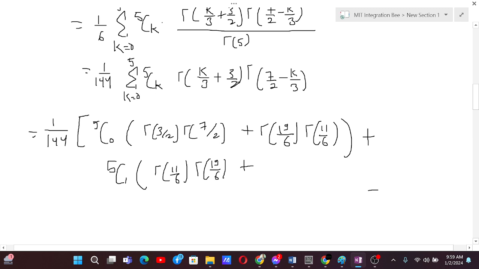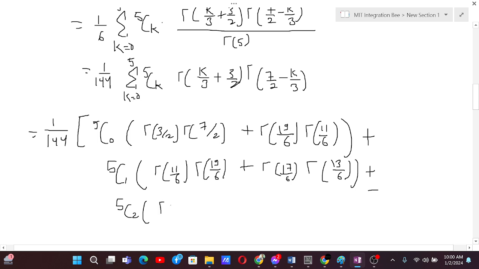Now this is equal to 5c4 as well, so let's find the values when k equals 4. That's 4 twos are 8, plus 9 is 17, gamma 17 by 6, and then gamma 7, 21 minus 8 is 13, 13 by 6. Plus, now when it's 5c2, that also equals 5c3, so gamma 2 twos are 4, plus 9, 13 by 6, and then gamma 21 minus 4 is 17, gamma 17 by 6.